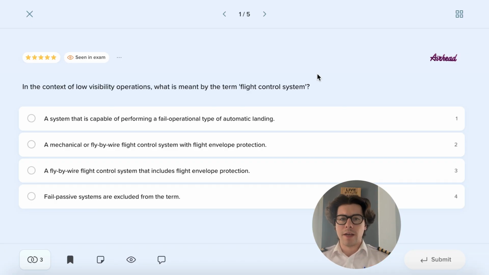However, if you are departing in a low visibility situation, then always remember that you have to select a destination or a takeoff alternate, where after takeoff you're able to safely land with the applicable minima if the weather is not good enough at your takeoff airport. However, going back to the question, what is meant by the flight control system?